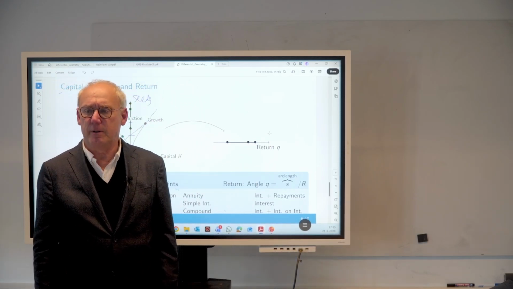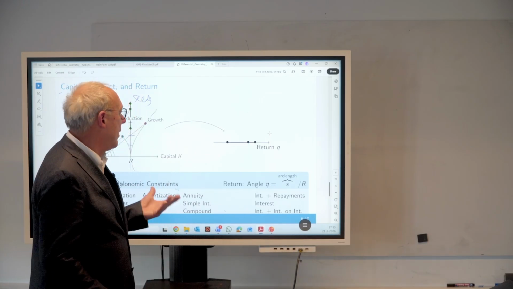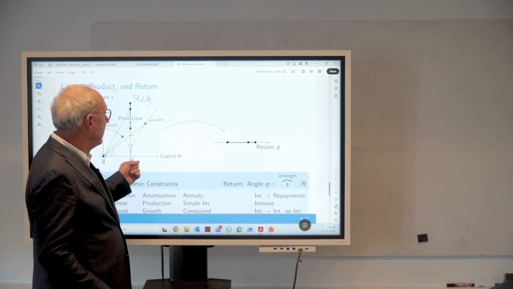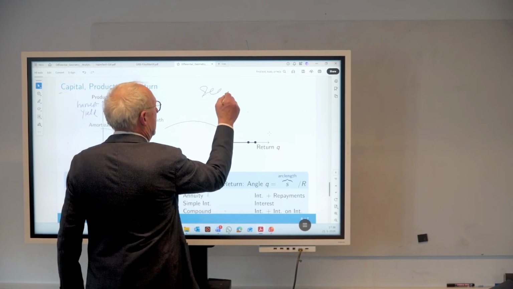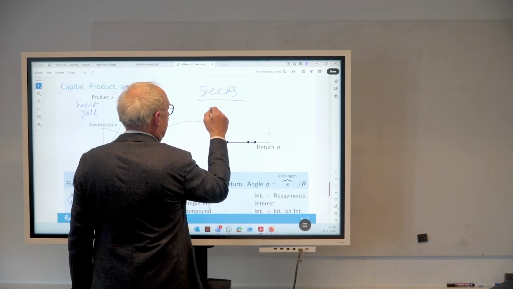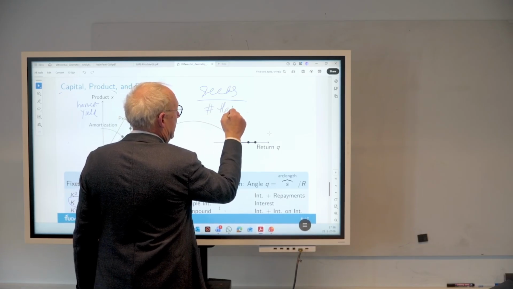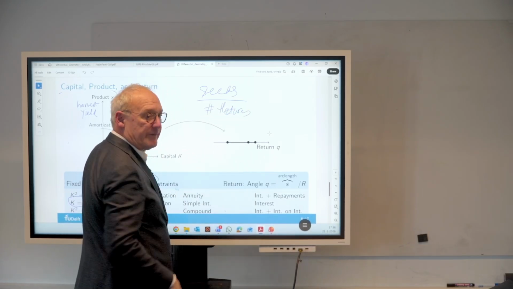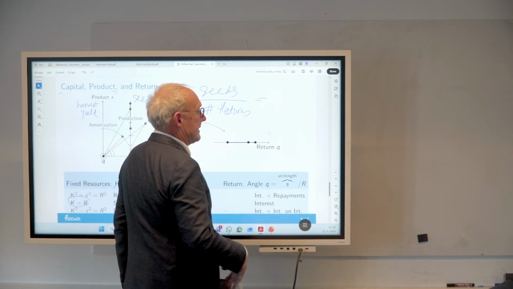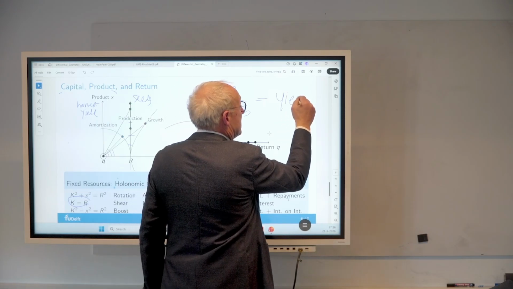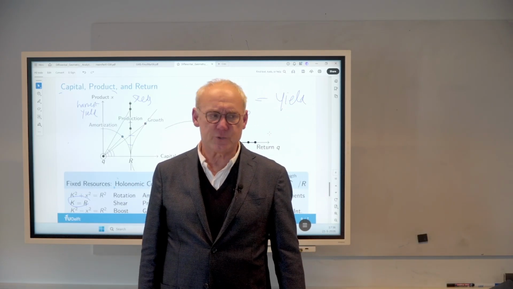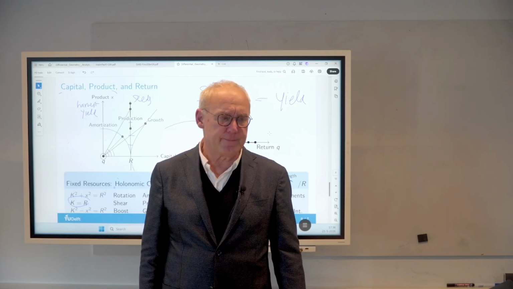But that's not what people do. What people do is they want to know how fertile it is, so they divide this amount of seeds by the size of the land, the number of hectares. And then you get this ratio that's called the yield. So many seeds per hectare. It's way more interesting.